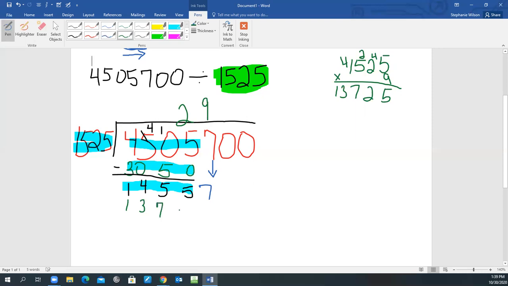7, 2, 5 here. 7 minus 5 is 2. 5 minus 2 is 3. I can't take 7 out of 5, so I'm going to have to borrow. And I meant to change this color. So I got to borrow from this 4, making it a 3, and add the 1 to the 5, make it 15. So 15 minus 7 is 8. And now we're going to bring down the 0.